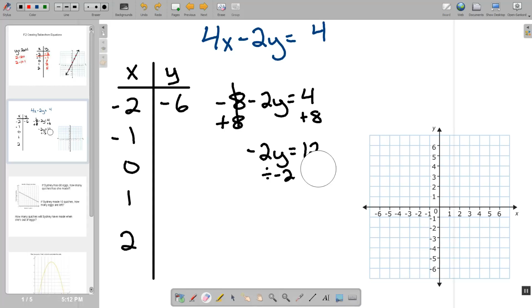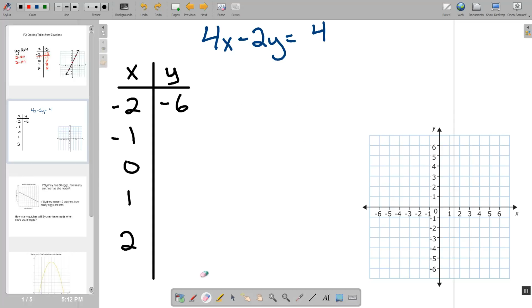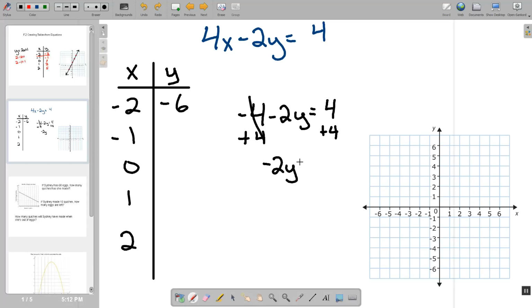Now we have to plug in our next value, which is negative 1. Negative 1 times 4 gives us negative 4 minus 2y equals positive 4. From here, I add 4 to both sides to give me negative 2y equals positive 8. I can now divide both sides by negative 2, and I get negative 4.